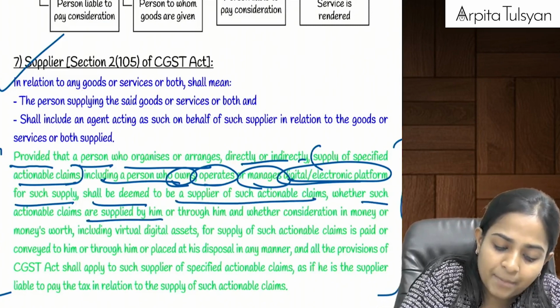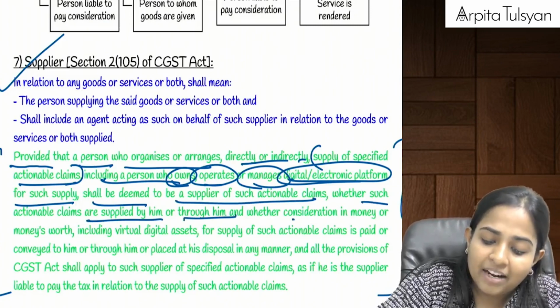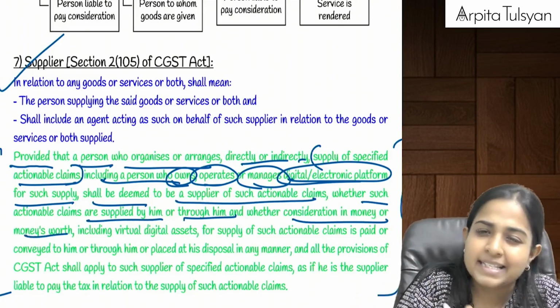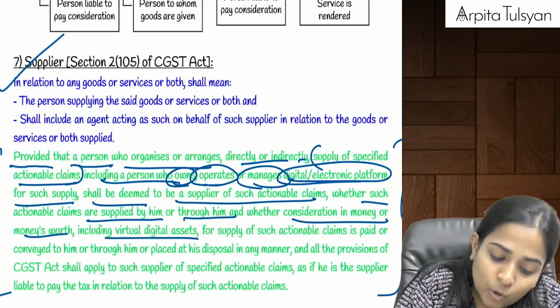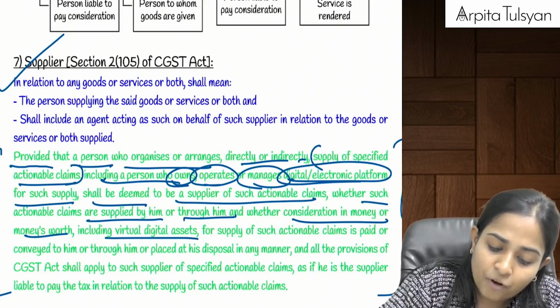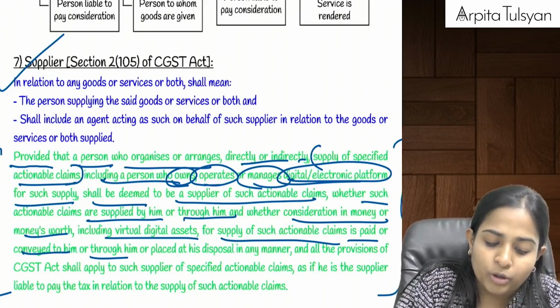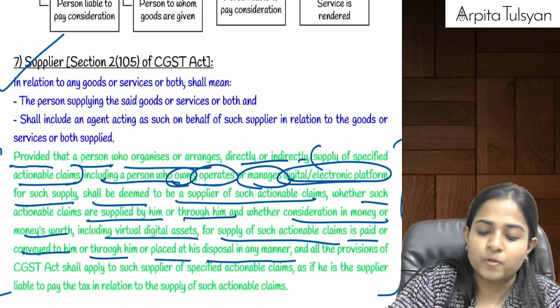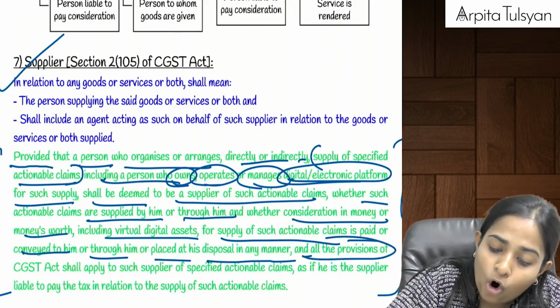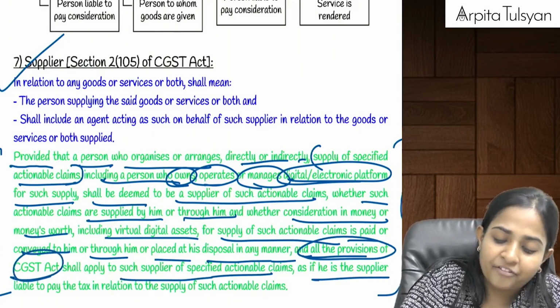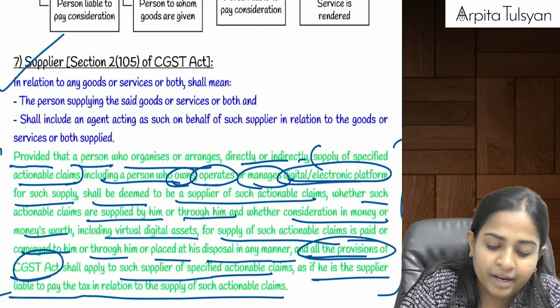whether it is supplied by him or through him, and whether the consideration is in money or money's worth, that is equivalent to money, including virtual digital asset, for supply of such actionable claim is paid or conveyed to him or through him, or placed at his disposal in any manner, and all the provisions of the CGST Act shall apply to the supplier as if he is the supplier liable to pay tax.